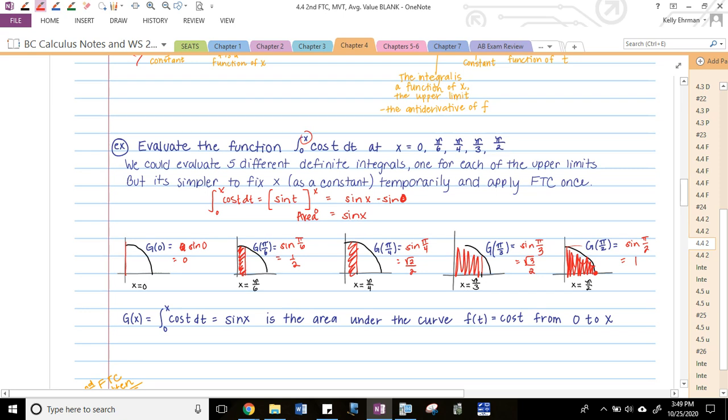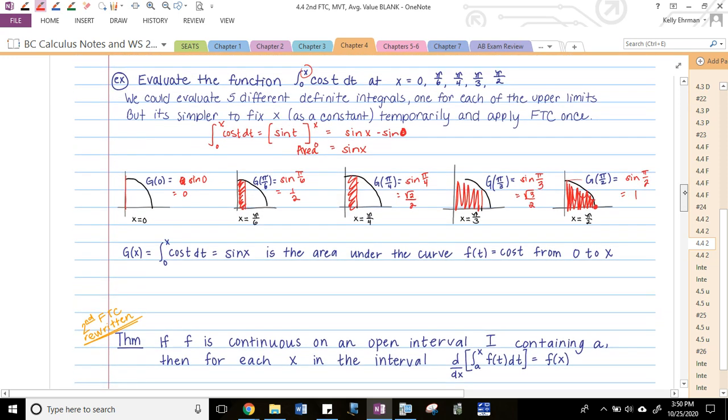So it's faster to just come up with the antiderivative in terms of x, and then use that antiderivative as your area formula and plug in various values of x. And remember, you're allowed to do that because this formula was based off of the beginning of the interval being 0.